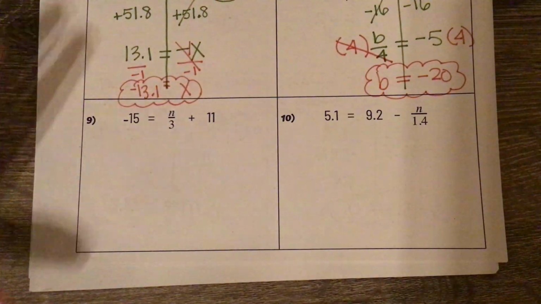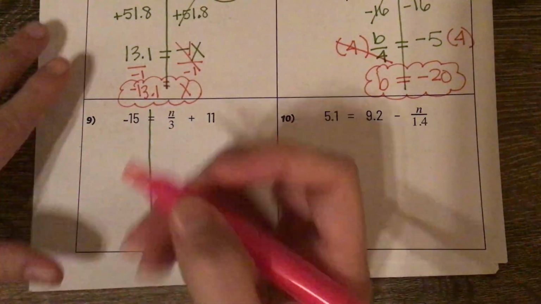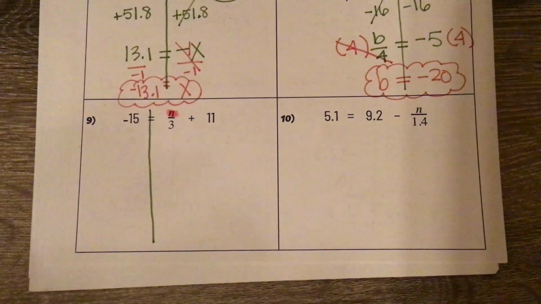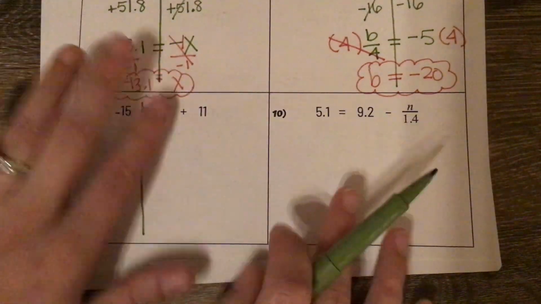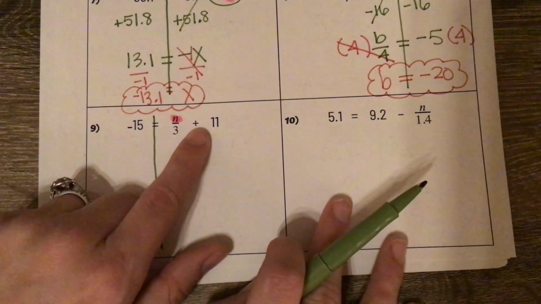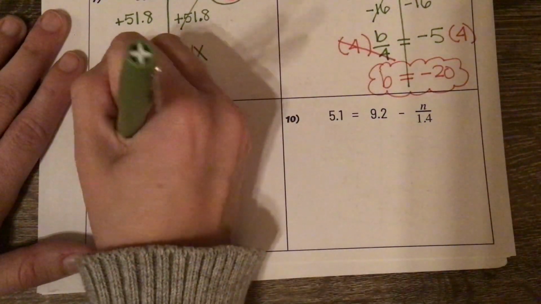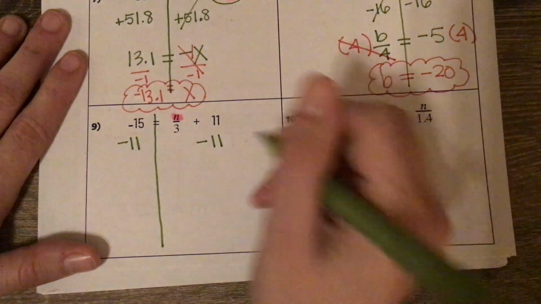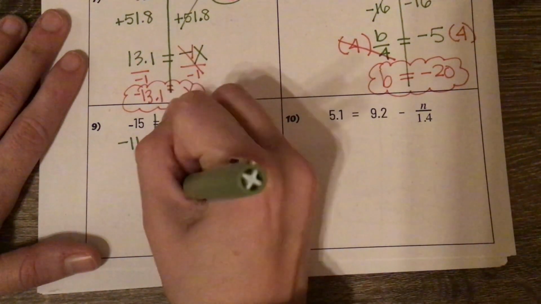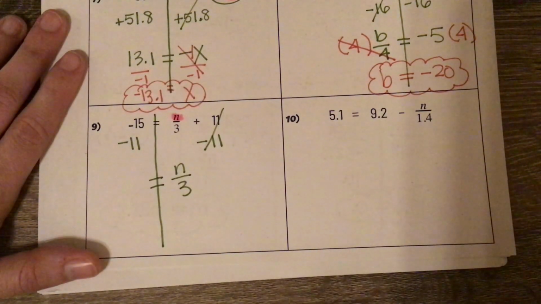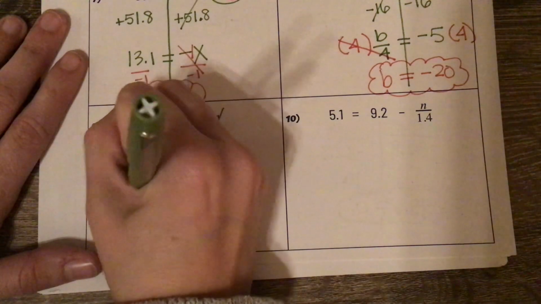All right, number 9, drawing our line down the equal sign, highlighting our variable. On the side with the variable, we're looking at our constant. We have plus 11 or positive 11, so we're going to get rid of it by subtracting 11 from both sides. On the side with the variable, it should cancel out. We're left with n over 3, and on the left side, negative 15 minus 11 is negative 26.